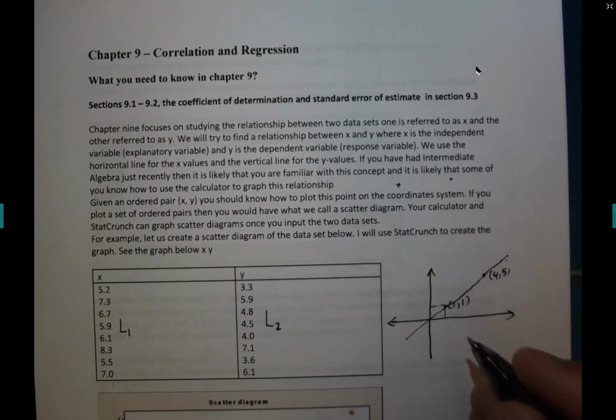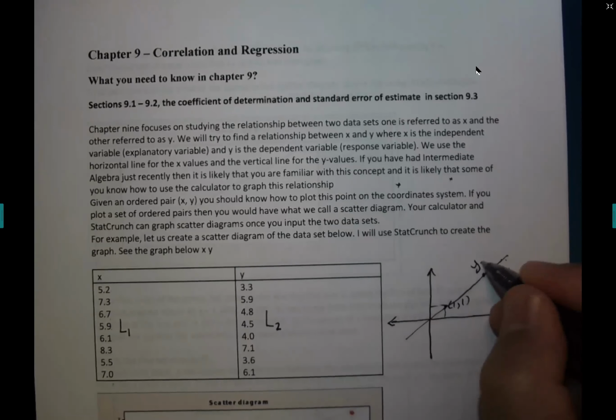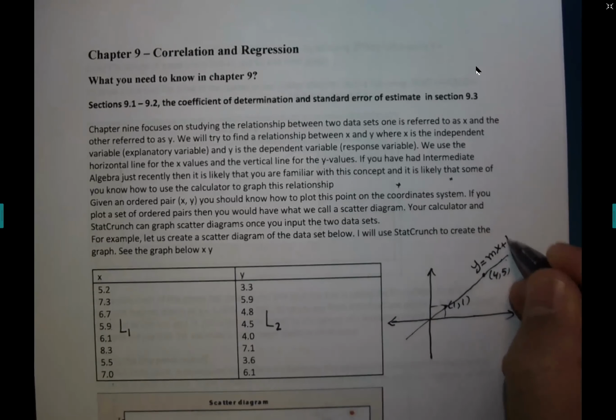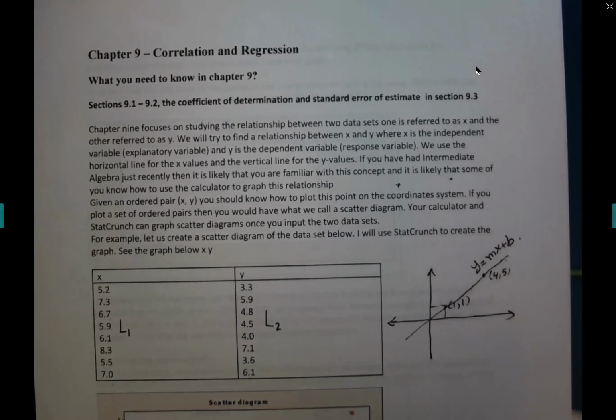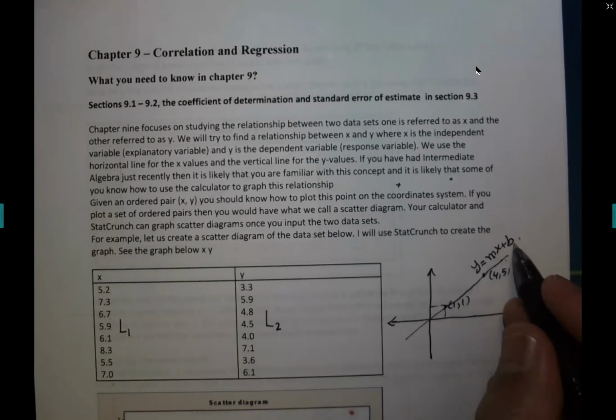So this is an equation of a line. And the line is written, guys, as y equals mx plus b. M is called the slope of the line. And b is called the y-intercept. The y-intercept is where the line crosses the y-axis. This is what the y-intercept is.